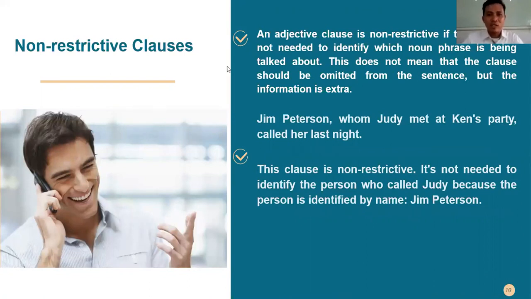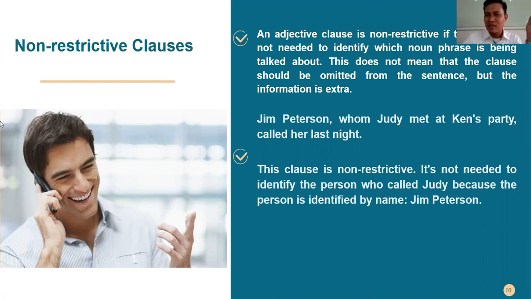So what are non-restrictive clauses? An adjective clause is non-restrictive if the clause is not needed to identify which noun phrase is being talked about. You don't really need it. The sentence can be understood even though you don't have the adjective clause. People still understand. It means it's not really necessary. The sentence still has a meaning, even though you don't give the adjective clause there.